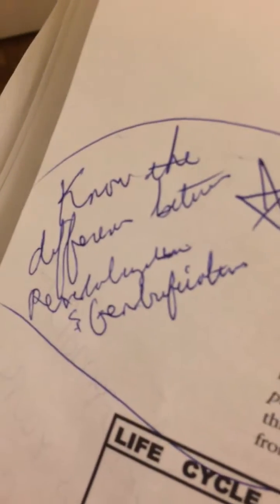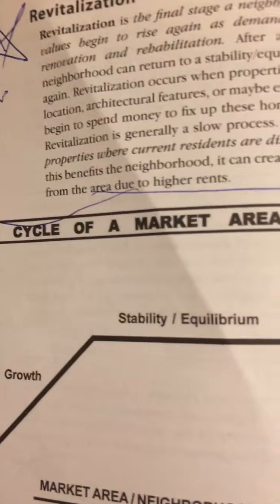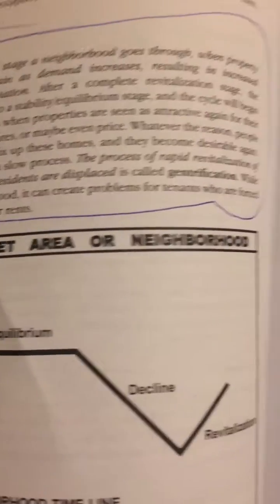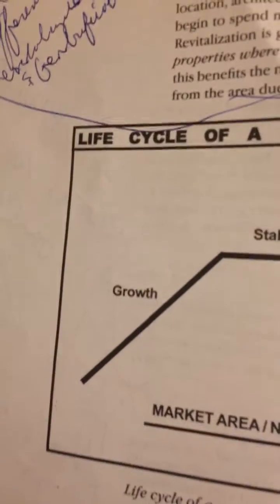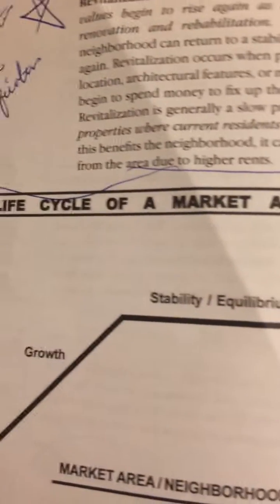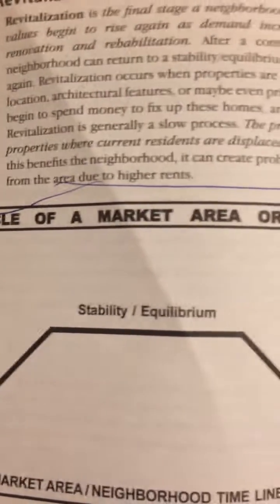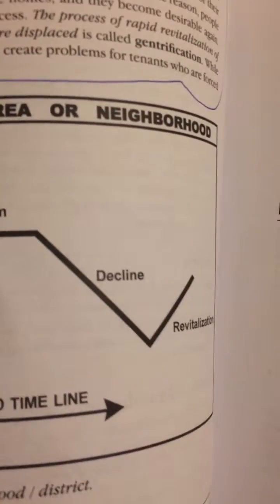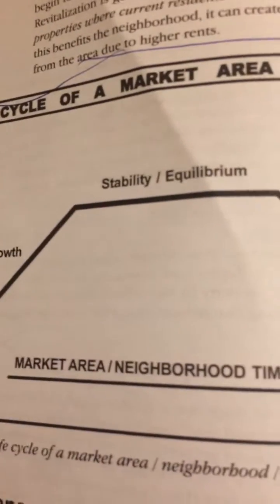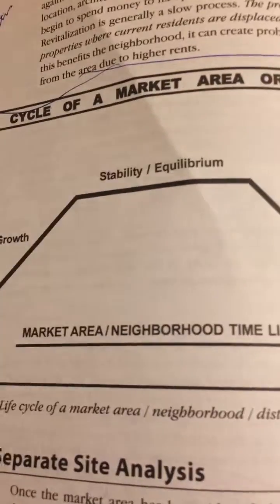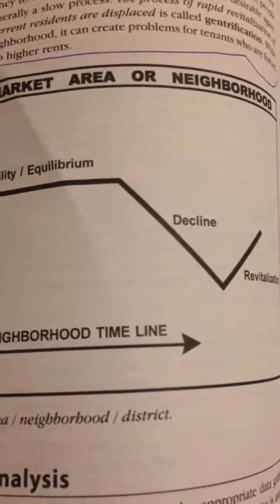Extra note, know the difference between revitalization and gentrification. Life cycle of a market area or neighborhood. Growth goes up. Stability/equilibrium is flat. Decline is down. Revitalization is up. Market area/neighborhood timeline. Life cycle of a market area, neighborhood, district.